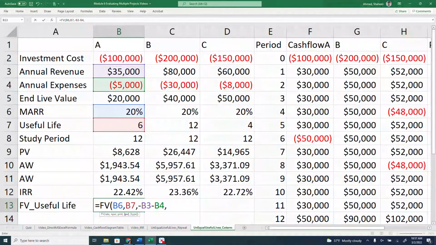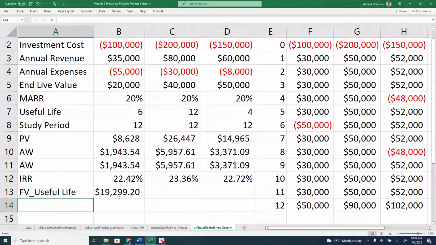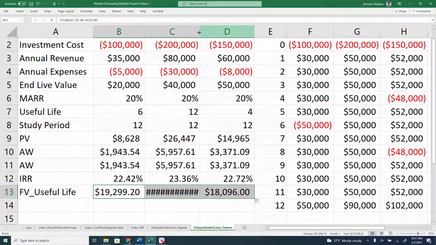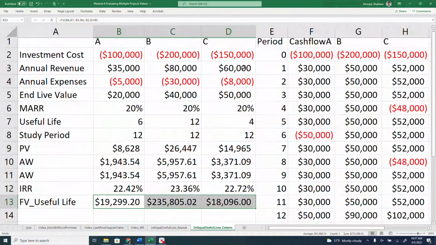You can directly use $30,000, which is 35 minus 5, which is $30,000. We can use negative $30,000 here. It will give you the same answer. And then we have this present value, which is this one. And then the end of the period interest compounding convention, plus we're going to get that $20,000 back at the end of the useful life. So this is what you're going to get from project A, and then project B and project C, and so on.